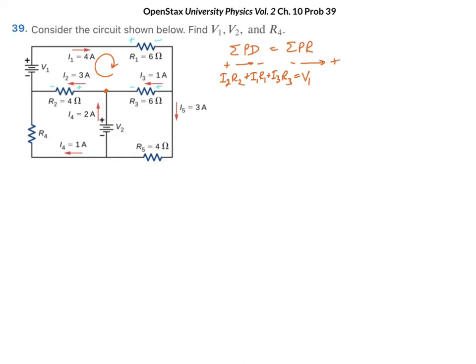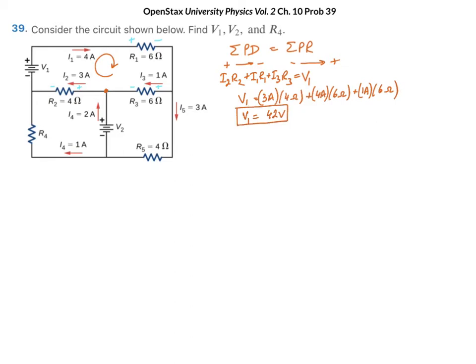And now we can solve for V1. So V1 is I2, sorry, I2 is a current. I2 was 3 amps times 4 ohms plus 4 amps times 6 ohms plus 1 amp times 6 ohms. So when we're plugging this into our calculator, we end up with 42 volts. So V1 is 42 volts.